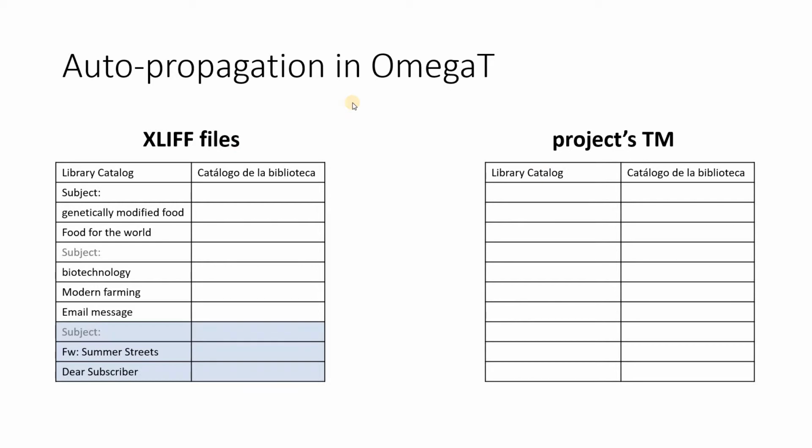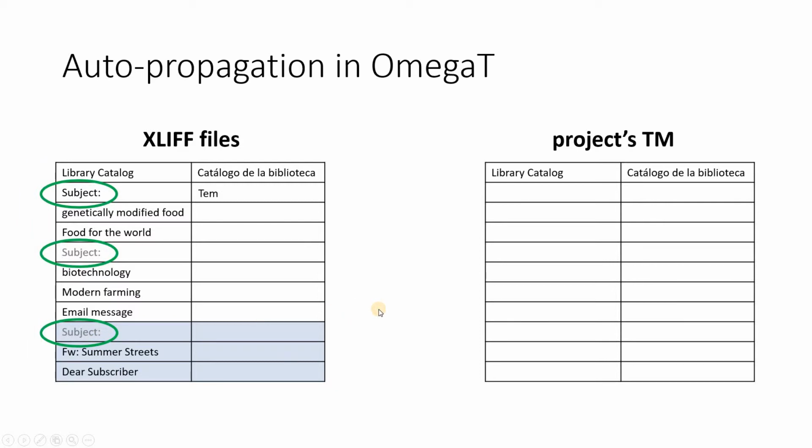This simulates a project in OmegaT. On the left we have the XLIF files, and we have two files. And then on the right we see the project's TM, which is where the translations of the project get stored. So in the project we see that we have several occurrences of several segments containing the word subject. The first two occurrences belong to the first file, and the third occurrence appears in the second file.